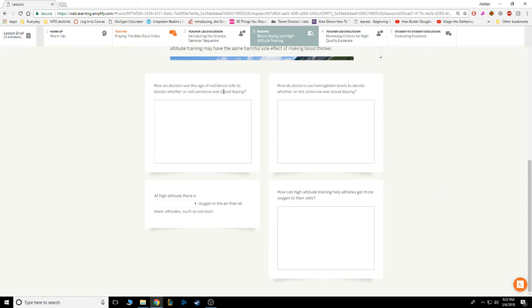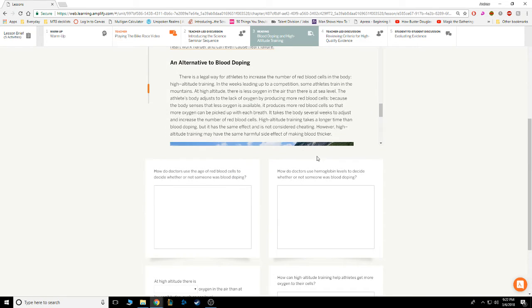How do doctors use the age of red blood cells to decide whether or not someone was blood doping? So this is something that might be confusing to find if I had to read through the whole article. But a very easy way to find things I want on a computer is to hold the control key, press F, and you notice this little find button comes up. When they do that, I can find specific things. In this case, I'm looking for the age of red blood cells. So I'm just going to type it correctly, age of red blood cells. As you can see, there's only one thing, and I found it. So that's probably not ideal.